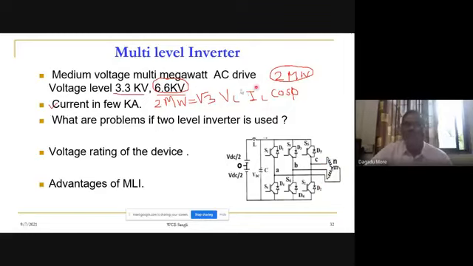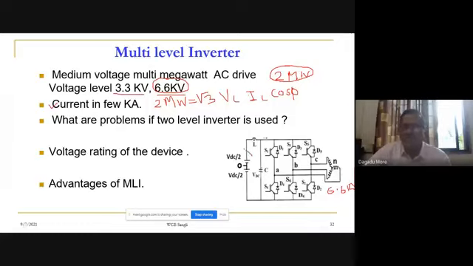Now how much voltage do we have here? This motor voltage is how much? Motor voltage is 6.6 kV. The line voltage is 6.6 kV. Is it right? Let us assume that this will be 6.6 kV. Okay, that is the voltage.